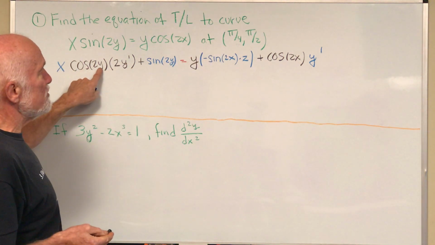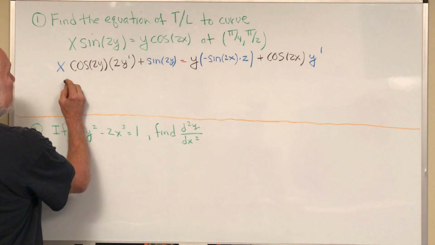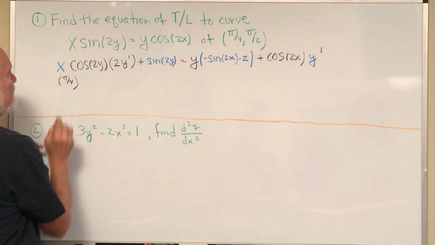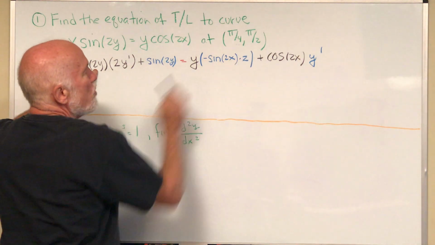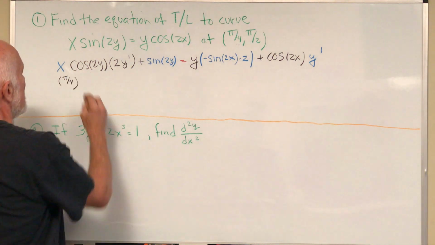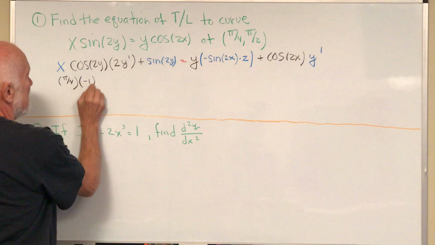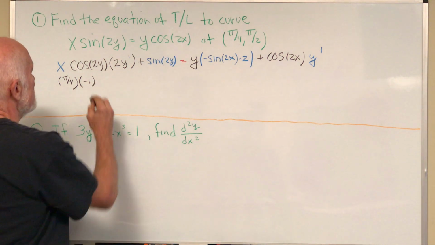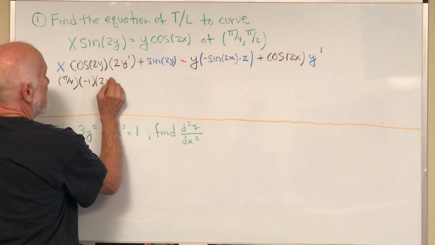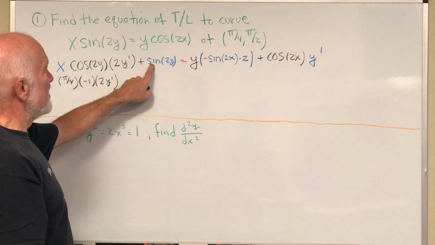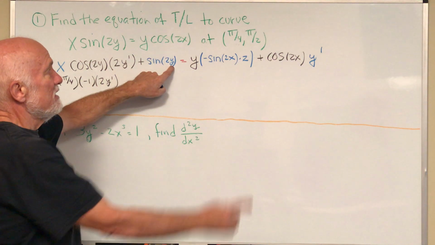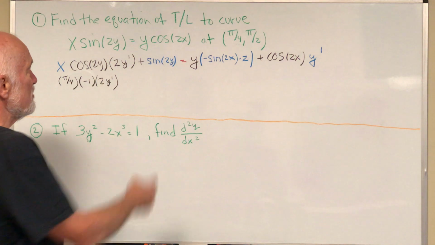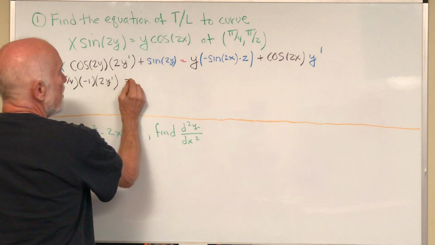We have the cosine of 2y. So we have pi over 4 for x. The cosine of 2y would be the cosine of pi, which is -1, times 2y prime, plus the sine of 2y. That's the sine of pi, which is 0. So I can just ignore that. That's 0. Equals.